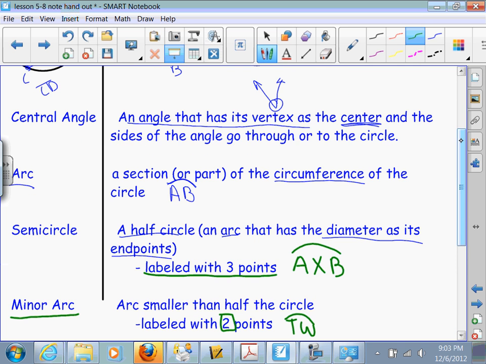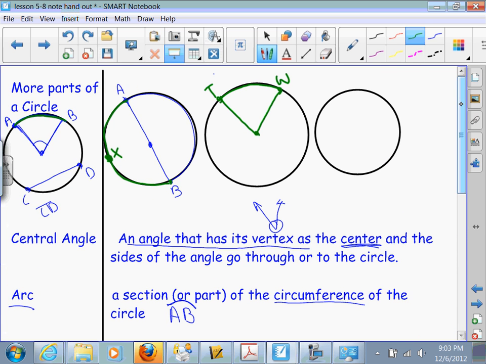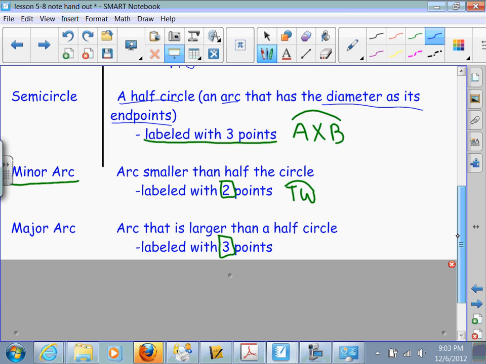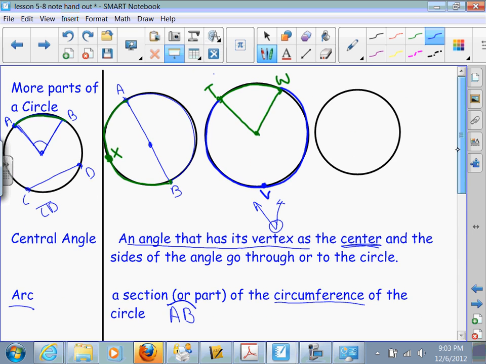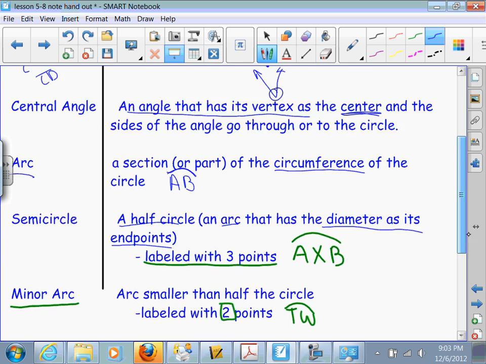It's labeled with 3 points because if you look at the drawing that I made, if I talk about major arc TW, I could be talking about this arc that I drew before or this arc on the other side of the circle. So again, we need 3 points to label that. I'm going to put another point here, let's call it D. Now I have this major arc that I can call major arc TVW.